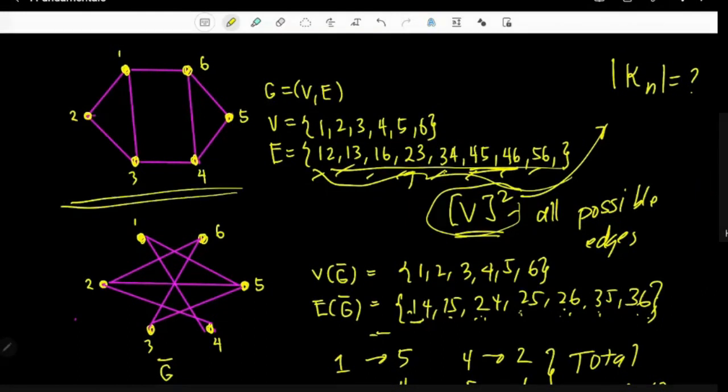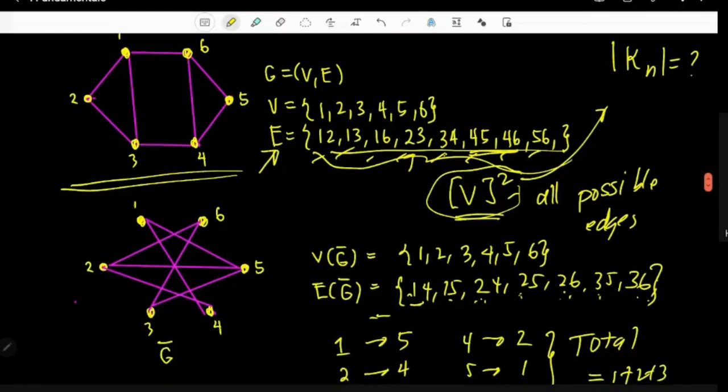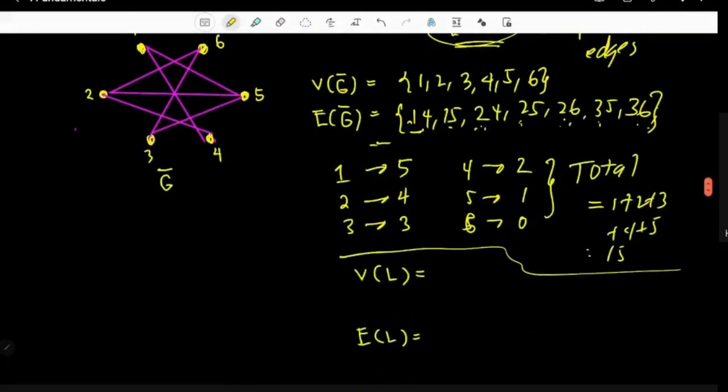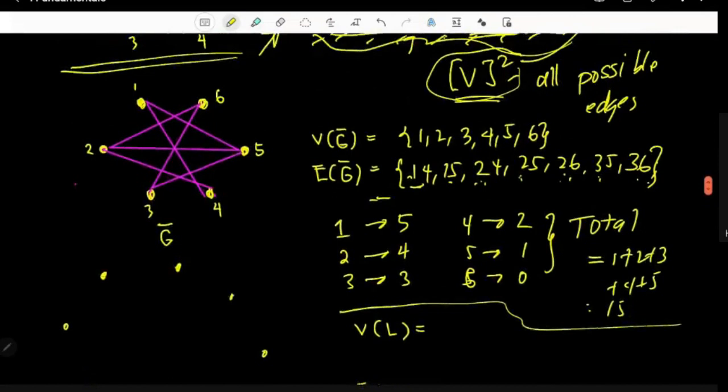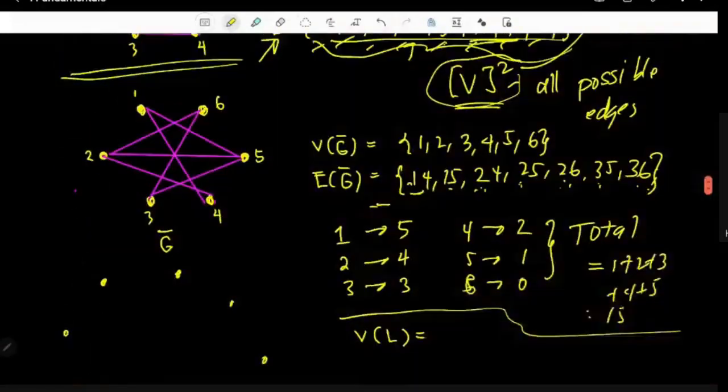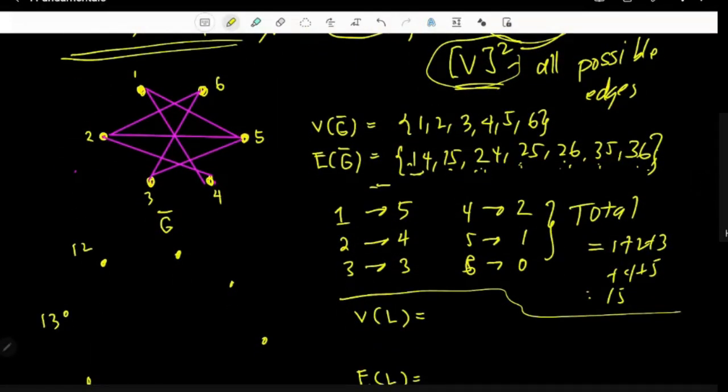So, again, the vertices now are different. The vertices in LG are the edges in G. So, ito na yung magiging vertex set mo. 1, 2, 1, 3, 1, 6. So, let me draw here. Ilan dapat? 8 dapat. So, 1, 2, 3, 4, 5, 6, 7, 8. So, let me represent those 8 vertices as, lagay ko dito, 1, 2, 1, 3, 1, 6.